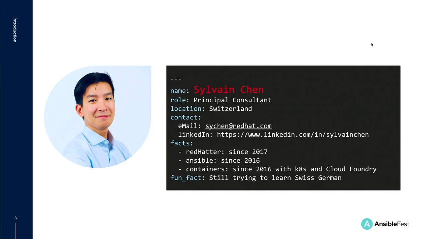Thank you, Philippe. My name is Sylvain Chen. I'm a principal consultant at Red Hat. I joined Red Hat in 2017. I've been working with containers and Ansible for quite some years. Today I'm thrilled to be with Philippe to talk about AAP on OpenShift. Now I would like to hand over to Philippe, who will continue the presentation.